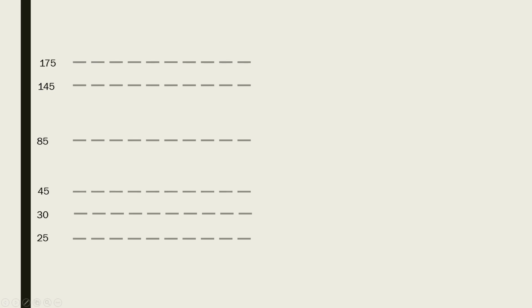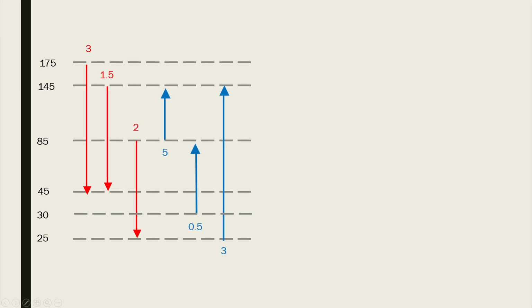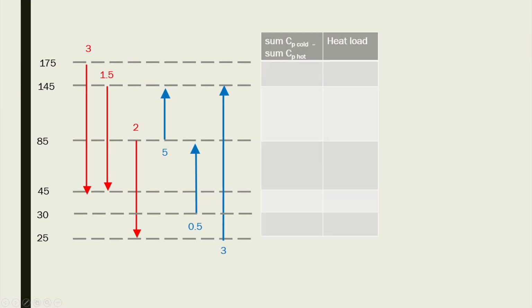Drawing the streams starts from the supply temperature up to the final temperature. So the first hot stream is supplied at a shifted temperature of 175 down to 45. The second one is from 145 to 45, and so on. For simplicity, I'm going to write the CP values of each stream. Now for each region, we want to get the CP cold minus CP hot.